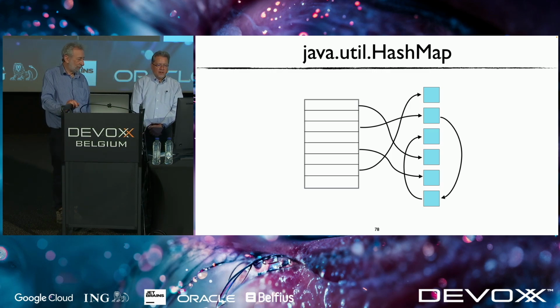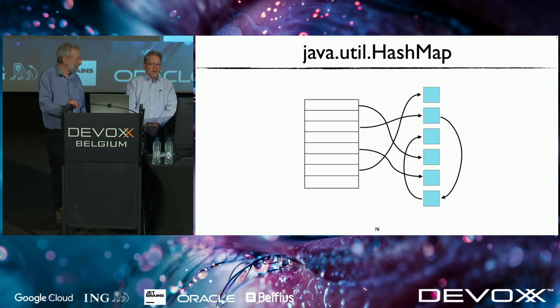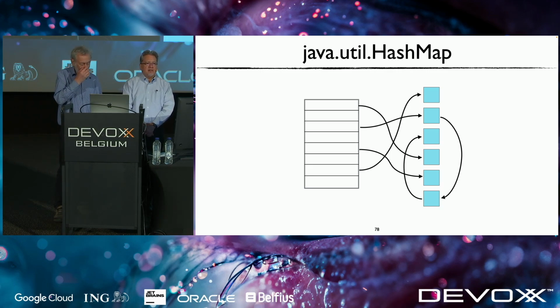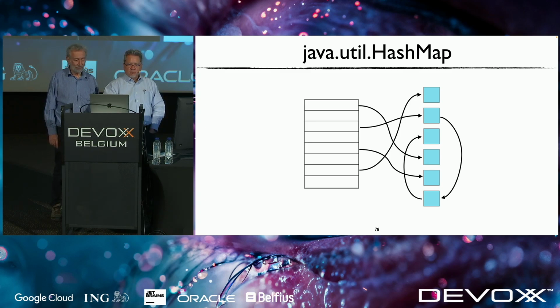There are a bunch of problems with this. One is that every one of those blue objects is on the heap, and so it has a header. They're scattered all across the heap, which means that if you want to search a hash map, you do a lot of cache misses and so forth. This works well for fast access, but there are fundamental limitations here in what we can do with this.